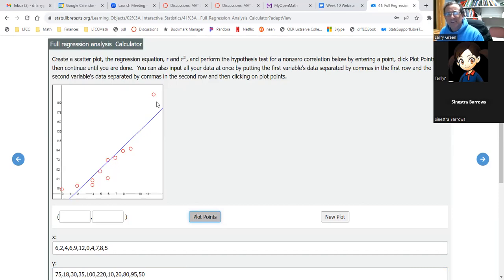Do you think it's a positive correlation or a negative correlation? Yeah, it's positive. By the way, do you know how to find the slope if you needed to, if you're just given the line like this? Remember, you do rise over run. So you do the change in y divided by the change in x and two points on the line, and that'll give you the slope.